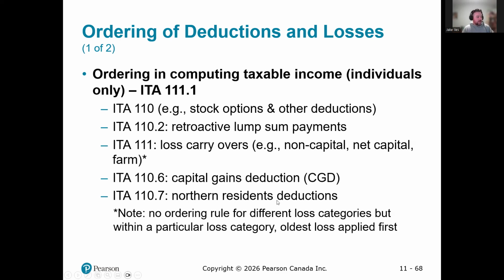And then we have the northern residence deduction. So note, no ordering rule for different loss categories, but within a particular loss category, make sure we're always using those oldest losses first.